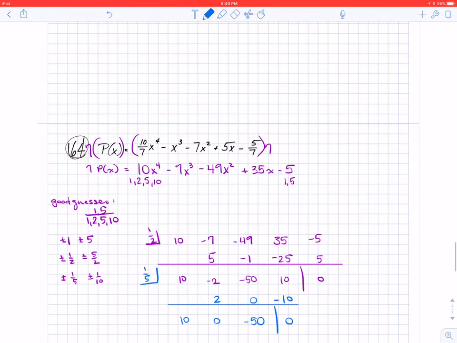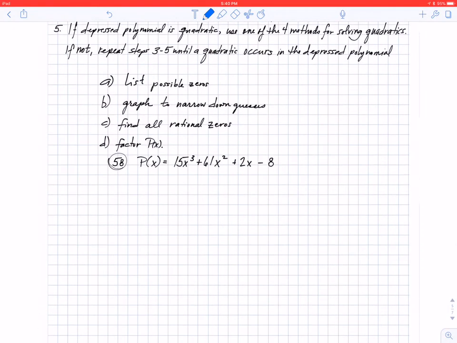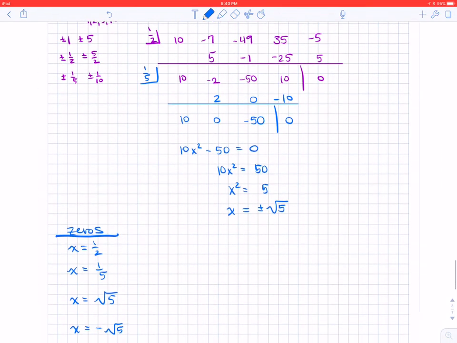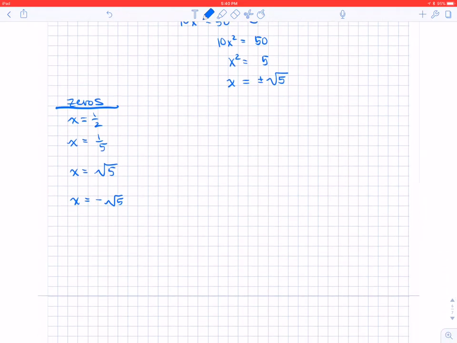Now, I didn't read these directions out loud to you, but notice that part D says that we should also factor our polynomial. So let's take our list of 4 zeros, and let's turn those into factors. You've been doing this all semester long, so this isn't anything that's new. So first factor, x minus 1/2. Second factor, x minus 1/5. Third factor, x minus the square root of 5. And the last factor, x plus the square root of 5.